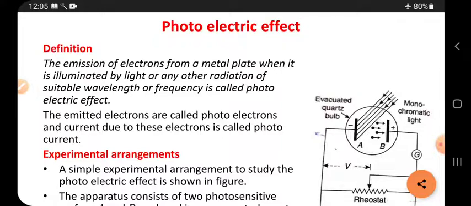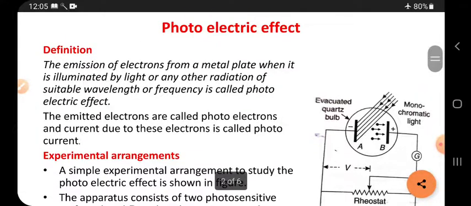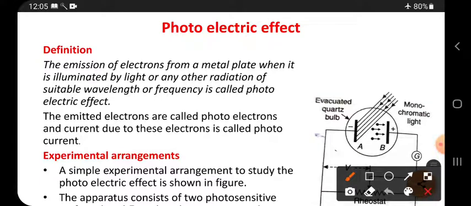Photoelectric effect. So the photoelectric effect definition is, see first: the emission of electrons from a metal plate when it is illuminated by light or any other radiation of suitable wavelength or frequency is called the photoelectric effect.